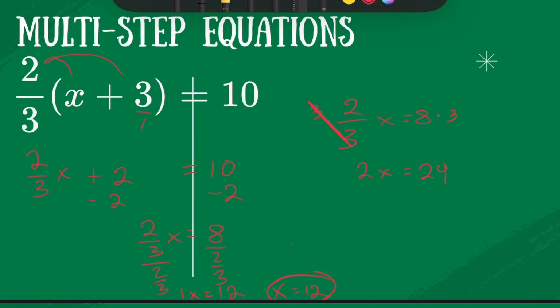And now this is simple. 2 is being multiplied to x, so I'm going to just divide both sides by 2. That will cancel, and I get x is equal to 12 again. And that's it.